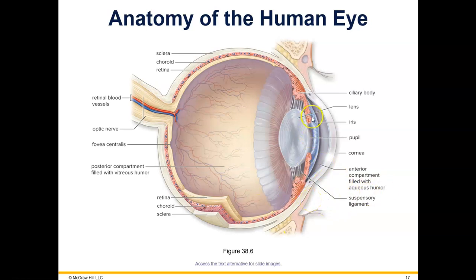Then we have the colored portion of the eye, which is the iris, and there is a hole in the middle of that colored portion called the pupil. Here is the lens, connected by suspensory ligaments to the ciliary body, which contains the ciliary muscles that control the size of the lens. The middle layer of the eye is called the choroid, and the inner layer is called the retina.